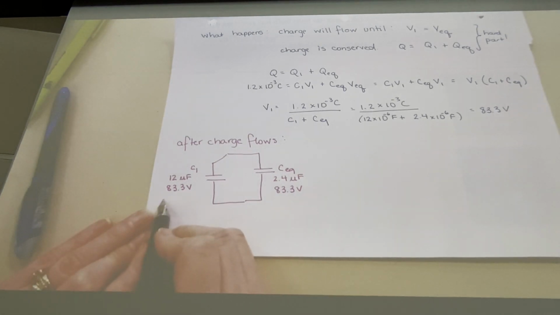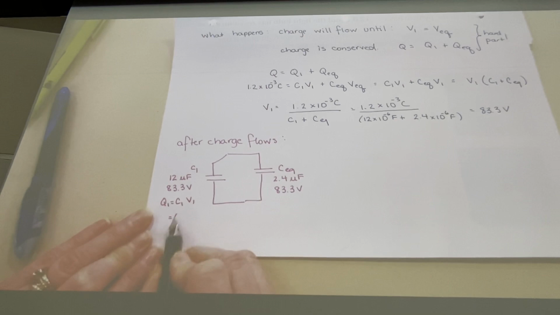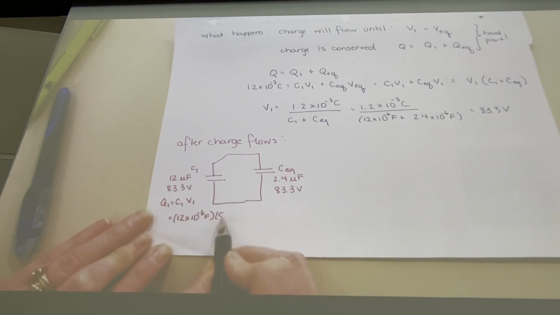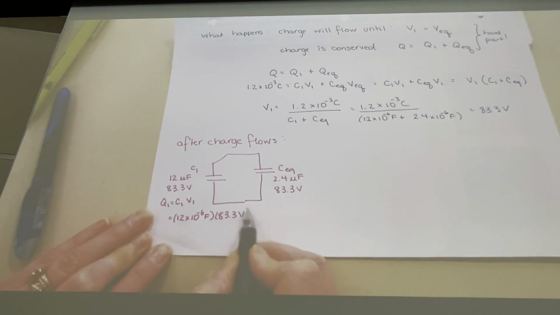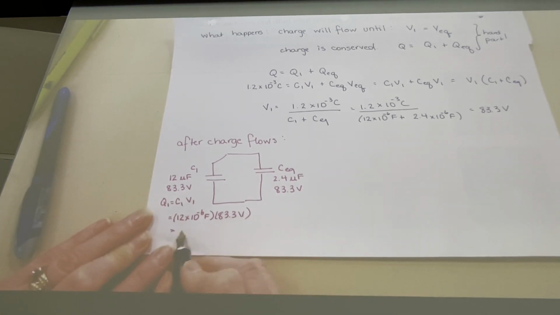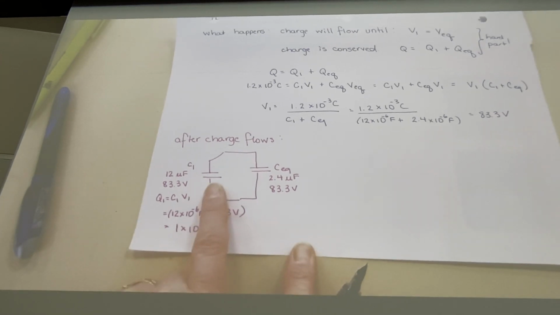So Q1 equals C1 times V1. 12 times 10 to the minus 6 farads times 83.3 volts. So the charge there is 1 times 10 to the minus 3 coulombs. So some of the charge left C1 and it flowed to the other capacitors. This is how much is left on capacitor C1. Okay, so we've got 1 out of 3 done.